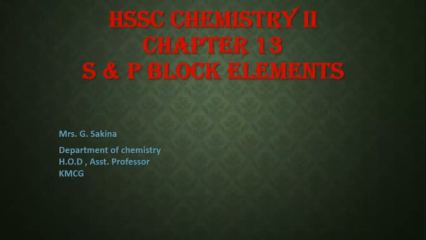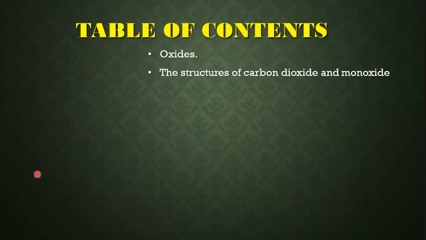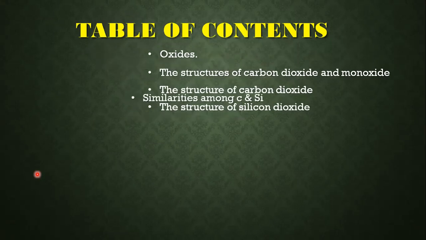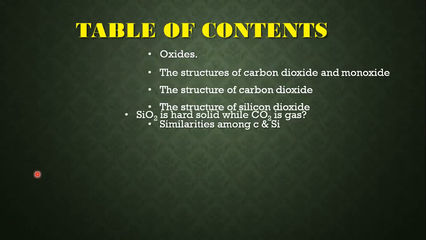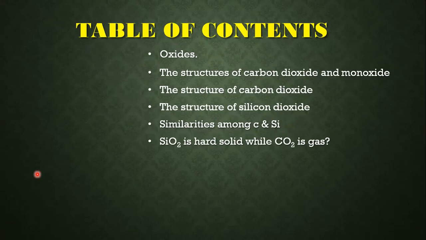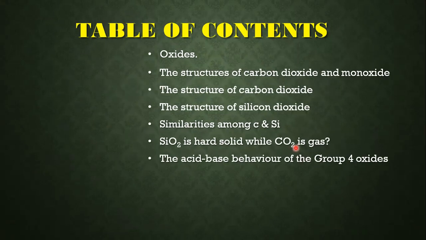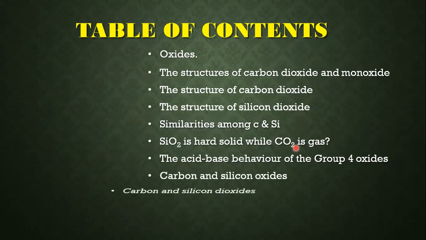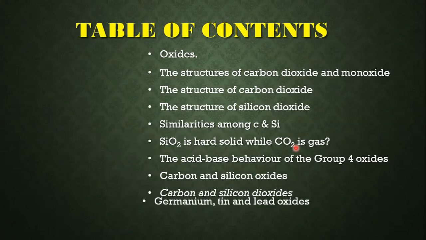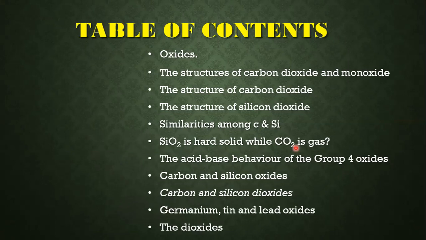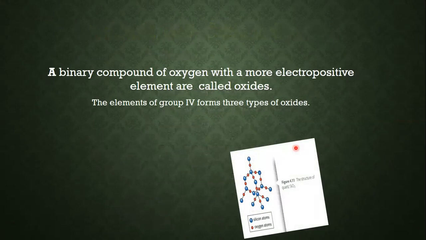Today we will discuss oxides, the structure of carbon dioxide and monoxide, the structure of silicon dioxide, and similarities among carbon and silicon. Silicon dioxide is a hard solid while carbon dioxide is a gas, although they both belong to group 4 oxides. We will also cover the acid-base behavior of the group 4 oxides, the carbon and silicon oxides, germanium, tin and lead oxides and their dioxides, and at the last there is an assignment for you people. Let us start today's lecture.